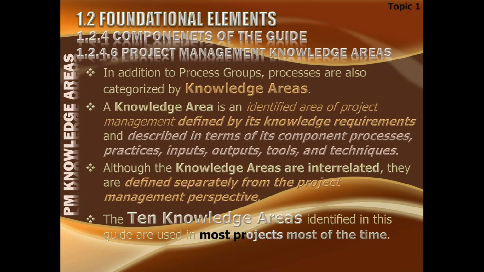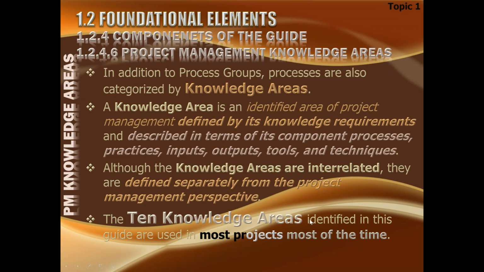Now, in addition to these process groups, processes are also categorized. Each one of these 49 processes can also be grouped into the knowledge areas, and we have 10 knowledge areas. A knowledge area is an identified area of project management defined by its knowledge requirement and described in terms of its component processes, practices, inputs, outputs, tools, and techniques. So they are the same inputs, outputs, tools, and techniques, but here we are grouping the processes into their respective knowledge areas. Although the knowledge areas are interrelated, they are defined separately from the project management perspective.